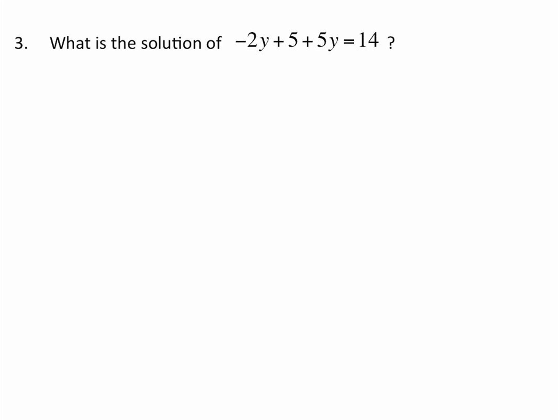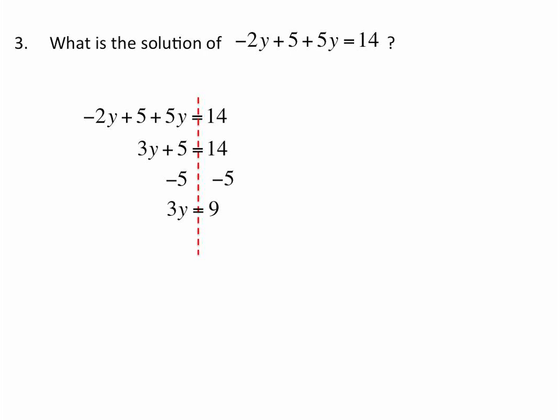Negative 2y plus 5y equals 14. Here we go, more of the same. So let's put those y's together. A negative 2y and a positive 5y would make a 3y. So I got 3y plus 5 equals 14. Subtract the 5 from both sides. 3y equals 9. Divide by the number stuck to the y. Divide by 3, and y is equal to 3.